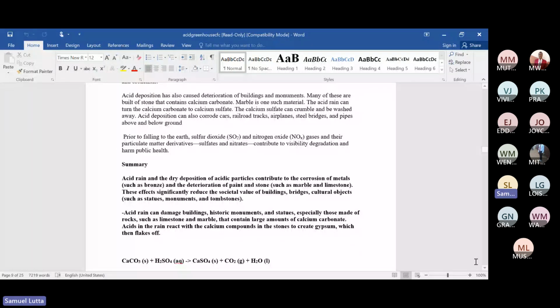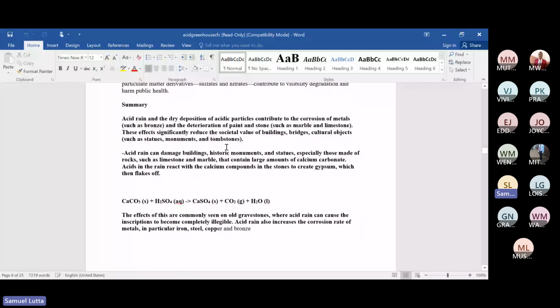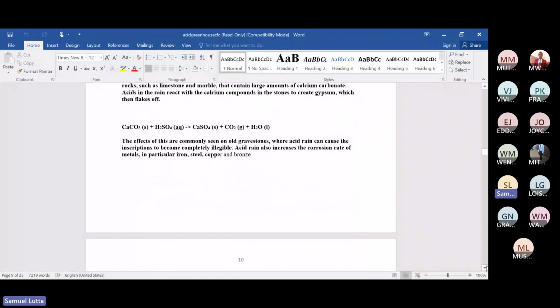So I've just tried to explain here what happens for buildings. If it's made of calcium carbonate, the calcium carbonate will react with the acid formed. In the process, you form salt plus CO2 plus water. So it will destroy the structures.